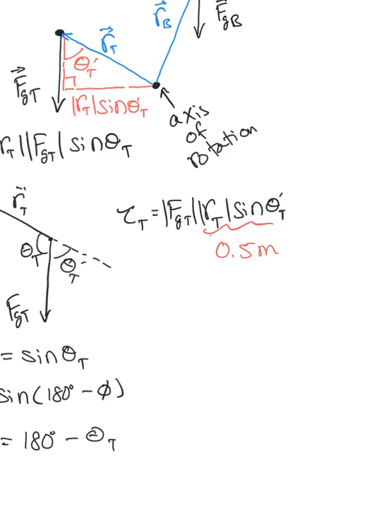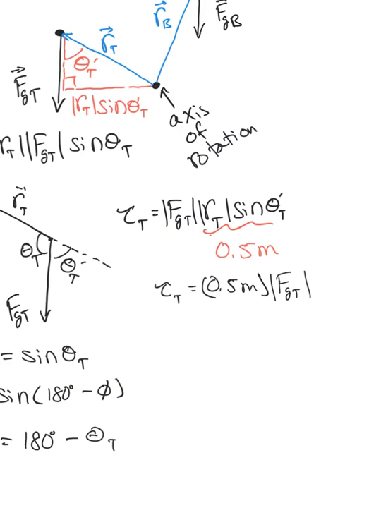So we didn't have to explicitly find our theta sub t. We didn't even have to explicitly find our r sub t. If we knew the perpendicular distance from our axis of rotation to where the force was applied, we ended up finding our r sub t times the sine of theta. And from there, we can just write down our torque due to the table as 0.5 meters multiplied by the force of gravity due to the table.